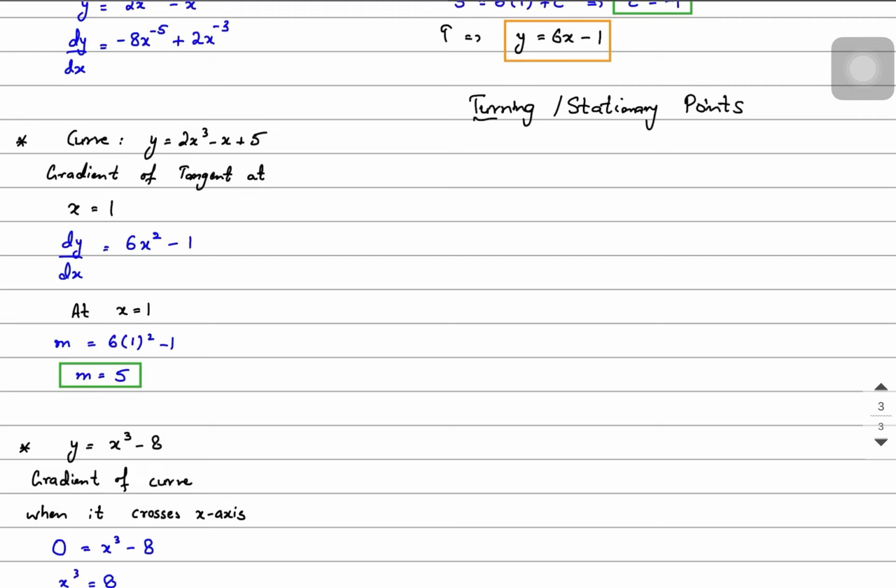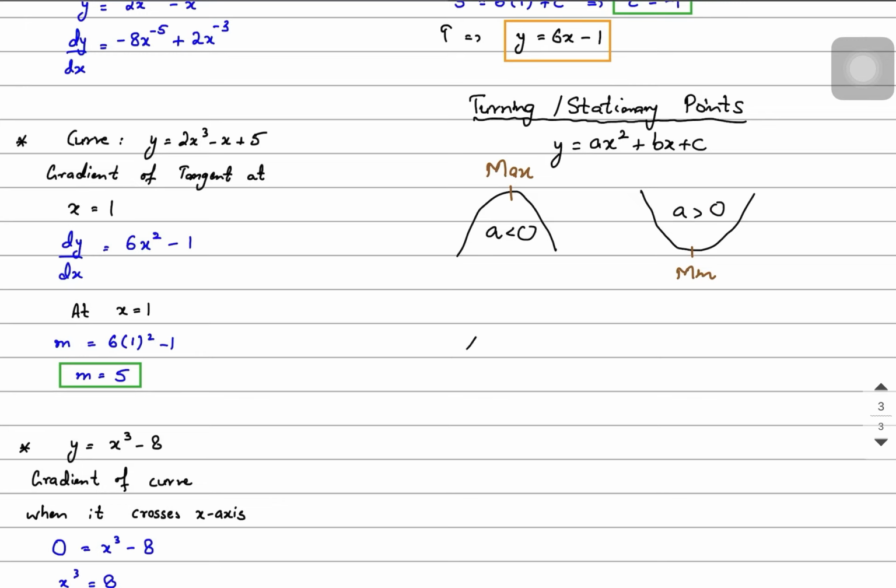So let's say we have a quadratic curve. We know that this point is going to be a maximum point, and for this we have a minimum point. A quadratic is given by ax squared plus bx plus c. If a is negative, we have a maximum, and if a is positive, then we have a minimum.